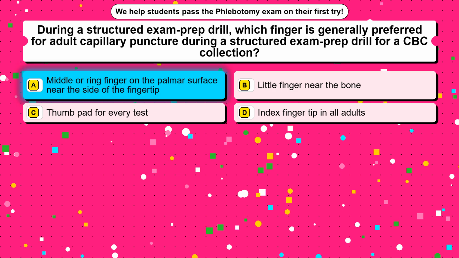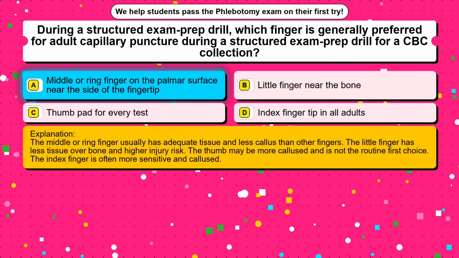The correct answer is option A, middle or ring finger on the palmar surface near the side of the fingertip. The middle or ring finger usually has adequate tissue and less callus than other fingers. The little finger has less tissue over bone and higher injury risk. The thumb may be more calloused and is not the routine first choice. The index finger is often more sensitive and calloused.